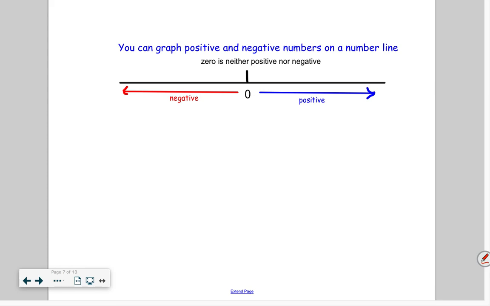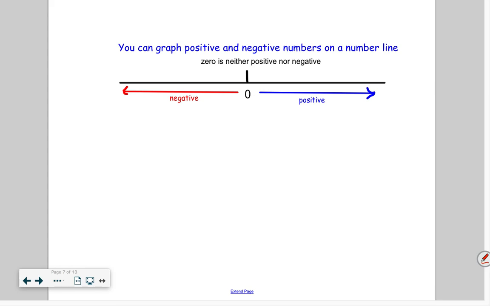0 separates positive from negative. So it says you can graph positive and negative numbers on a number line. 0 is neither one. 0 separates the positive from the negative. It is not positive nor is it negative. It is the only number that does not have a positive or a negative. Okay? Because it's the separation point.